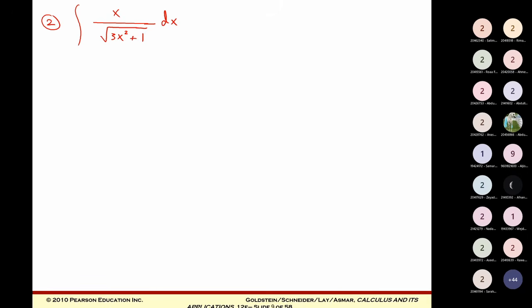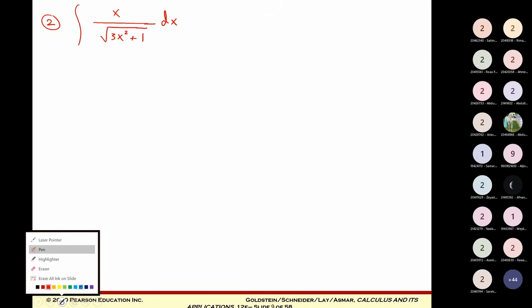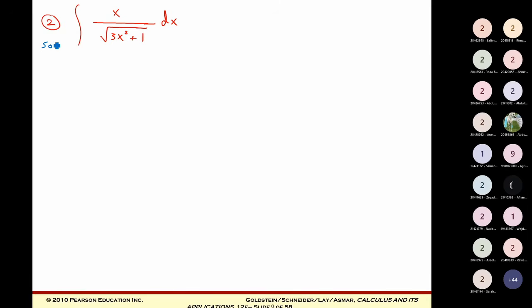Now, since the degree of the polynomial inside the root is more than the x in the numerator, this is by substitution, because we have x square. After we find the derivative of x square, we have x, we can remove it with the numerator. So this is by substitution.